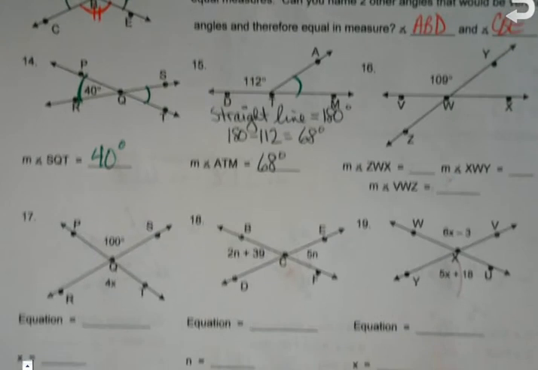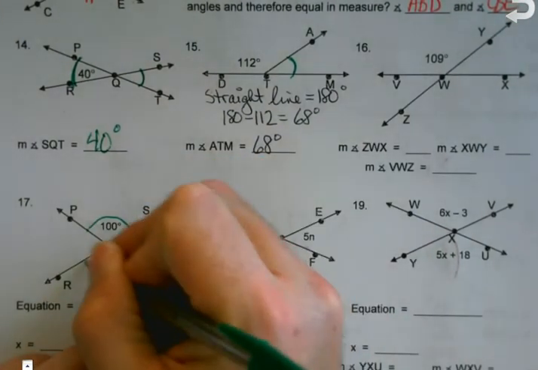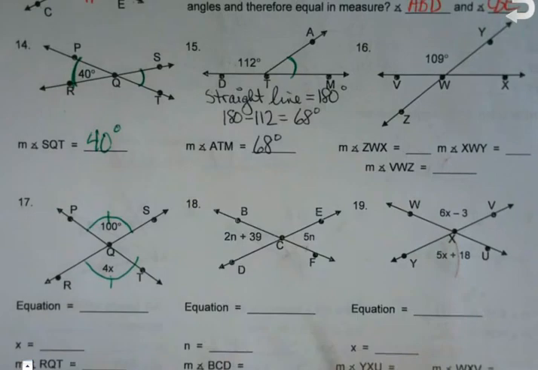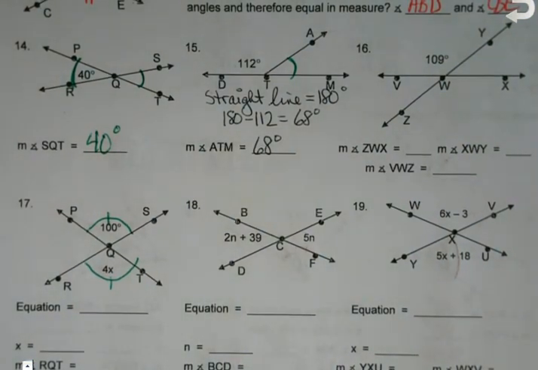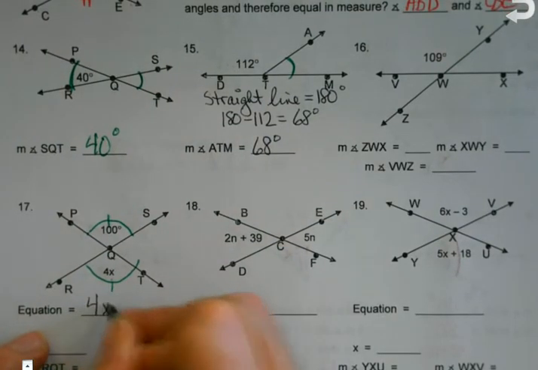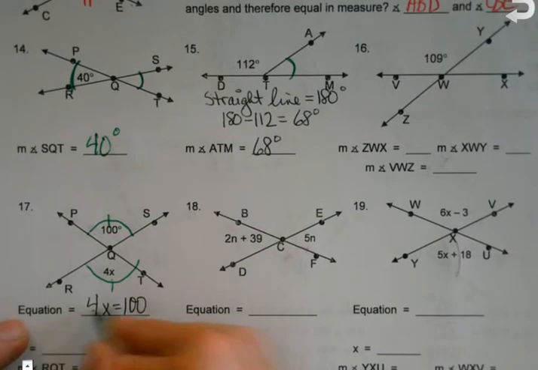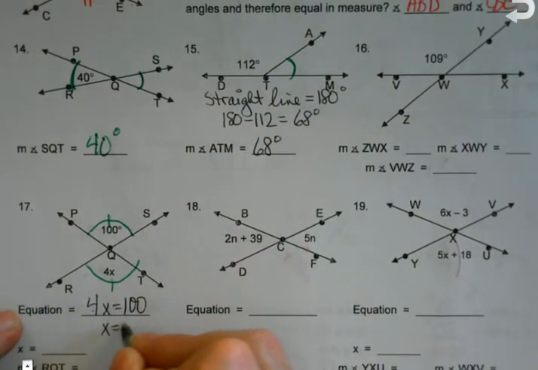17 gets us back to the vertical. These two are the same. No, you don't have to. I just like doing it so people can kind of see, oh yeah. So if these are equal, we just set them equal. And I just have one step to get it solved. I'm going to divide both sides by 4.